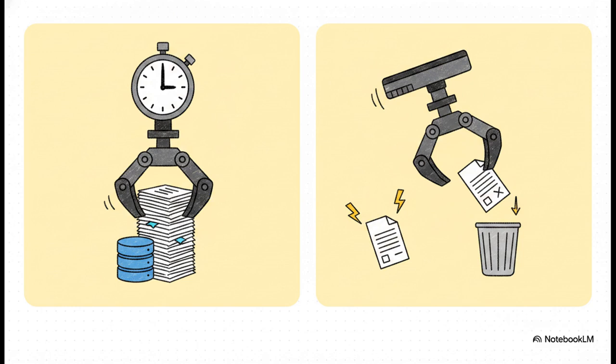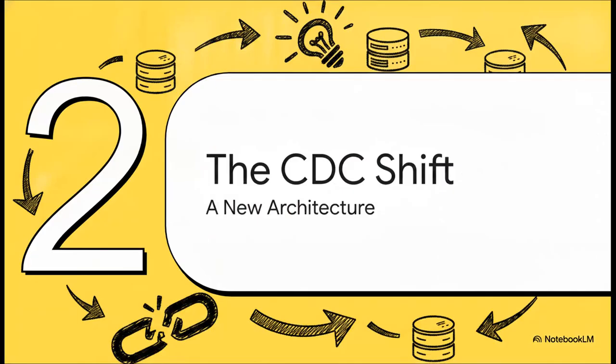Plus, it requires every single table to have a perfectly maintained timestamp column, which honestly just isn't always reality. And because it still runs on a polling schedule, there's always a delay. If a row gets updated twice between polls, you entirely miss that intermediate change. It just vanishes. Let's move on to Section 2, the change data capture shift.